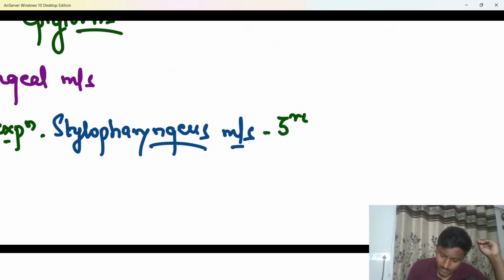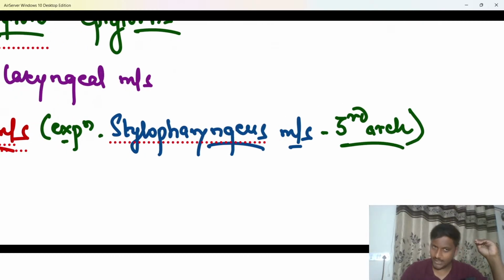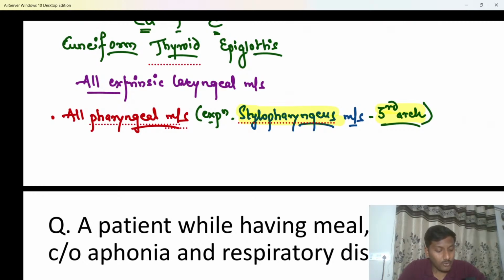The stylopharyngeus muscle is a derivative of the third pharyngeal arc. Previous year question, please remember this well. So all the pharyngeal muscles are derived from the fourth arc except the stylopharyngeus muscle, which is a derivative of the third arc.